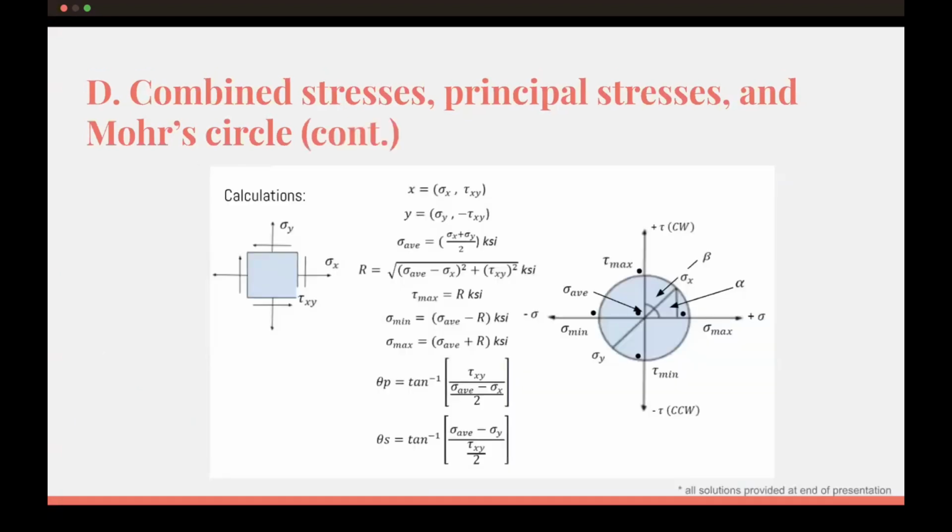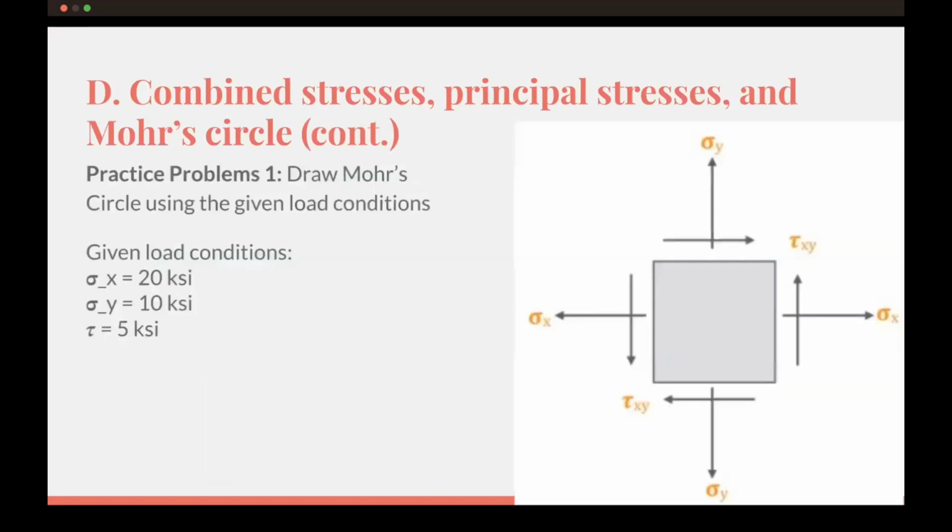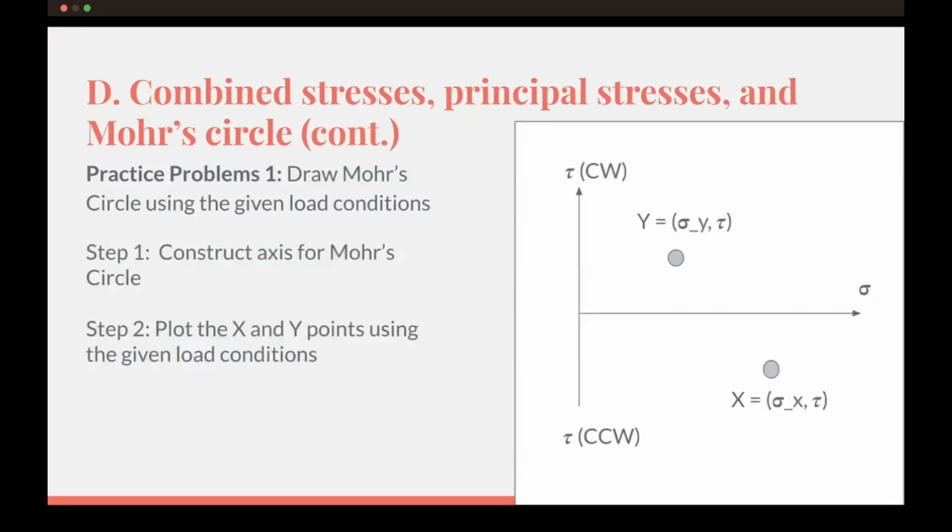On the left is a drawing of the element. On the right is Mohr's circle, and we have also included a list of equations on how to calculate principal stresses and any other desired parameter. And listed here is a practice problem with given steps on how to accurately draw Mohr's circle.